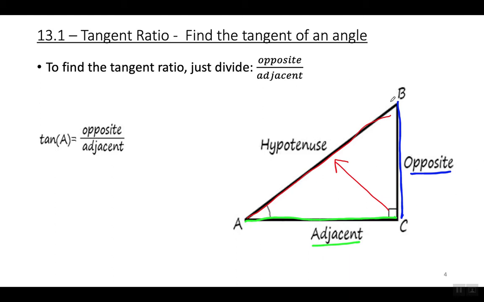Again, the hypotenuse is always the side opposite the right angle. The adjacent side, adjacent means next to. So the adjacent side is the other side that's touching the angle that we're talking about. In this case, I told you that we're looking at it from the point of view of angle A. And then the opposite side is directly across from angle A over here. This is the opposite side, okay?